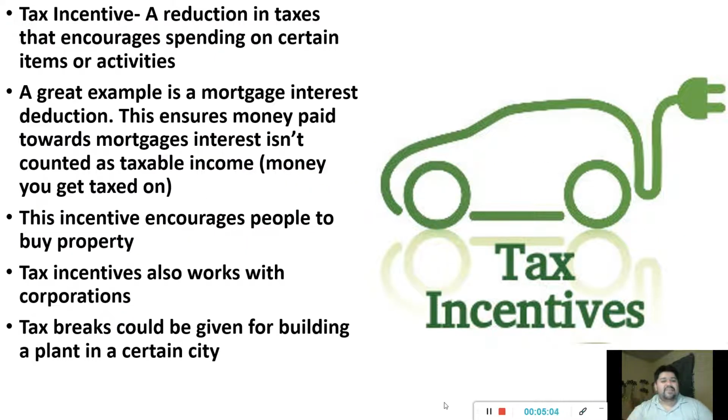Now, the first thing we're talking about is tax incentives. I know right now you don't really care about that stuff. This doesn't sound that appealing to you, but trust me, when you get older and you start paying your taxes, if you get this tax incentive where you get money back, you're going to love that. So it's a reduction in taxes that encourages spending on certain items or activities. A great example is sometimes the federal government or even states offer mortgage interest deductions. That ensures that money paid towards your mortgage interest isn't counted as taxable income.